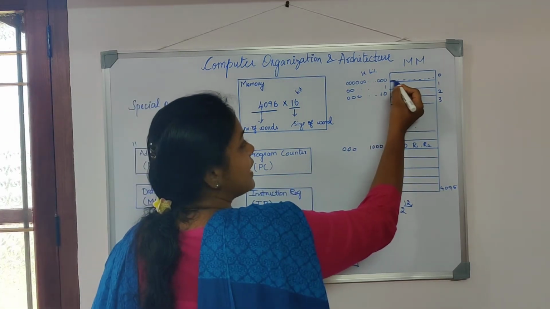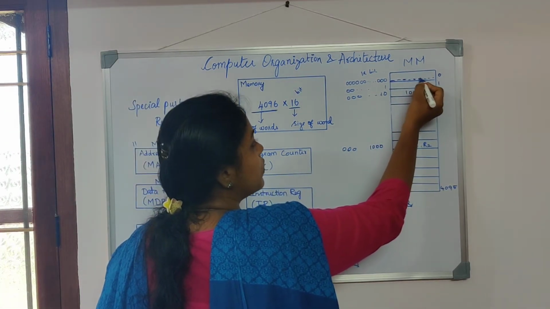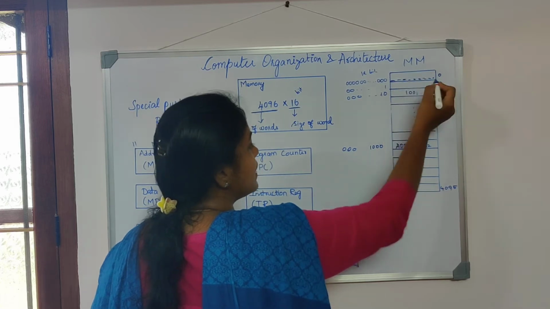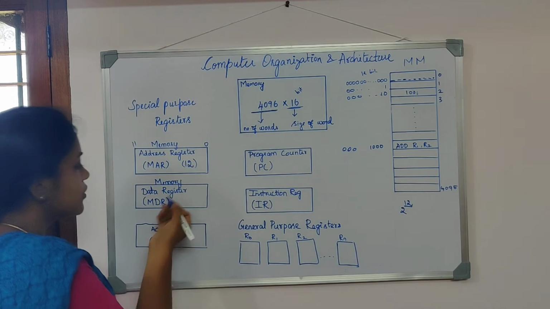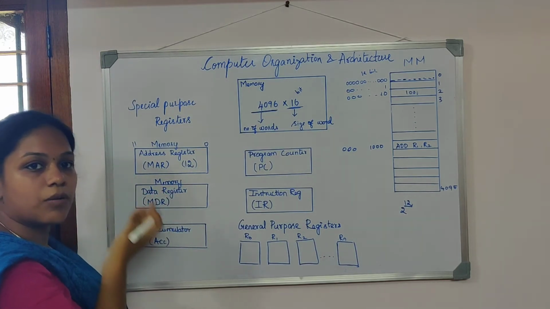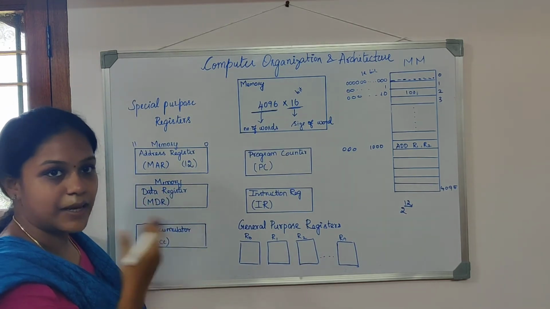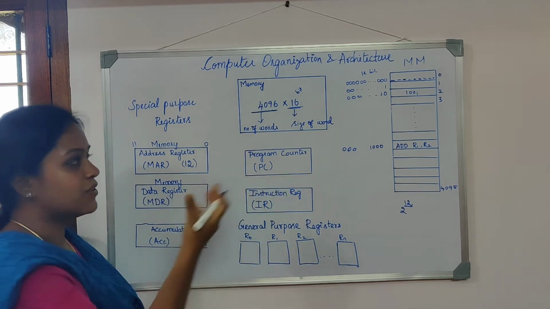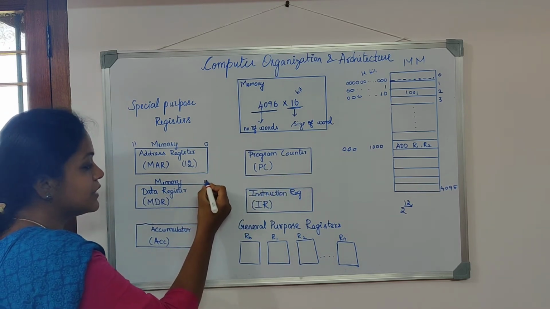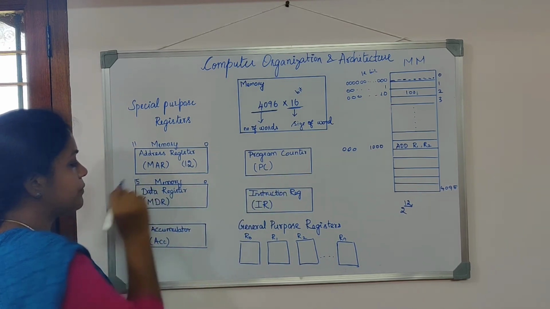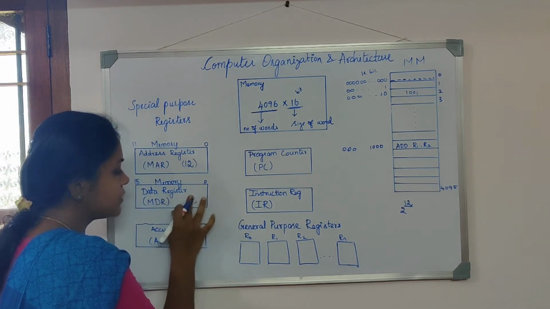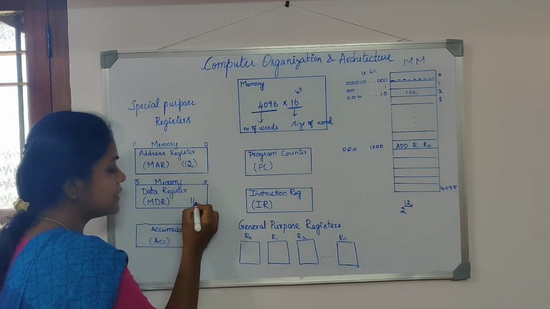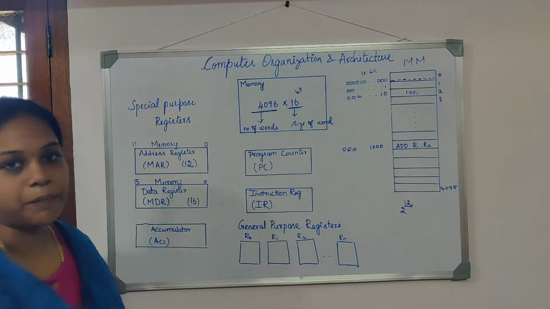It is actually the size of data. What is each word size? Each word is 16-bit size in this example. So the memory data register is obviously going to store data. What is the size of data available here? It is 16-bit, that is 0 to 15. So the size of this memory data register is 16-bit long in our example.